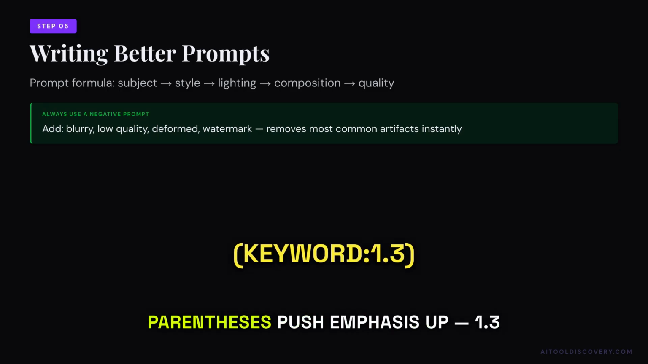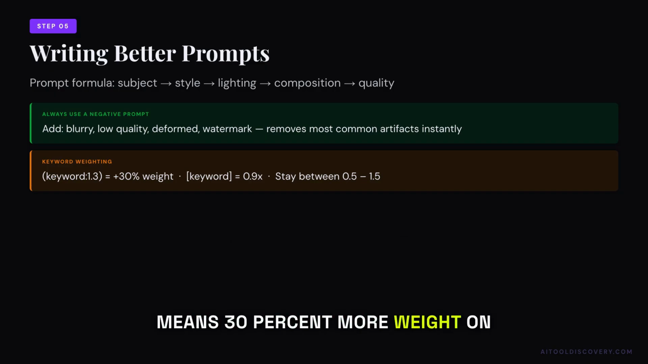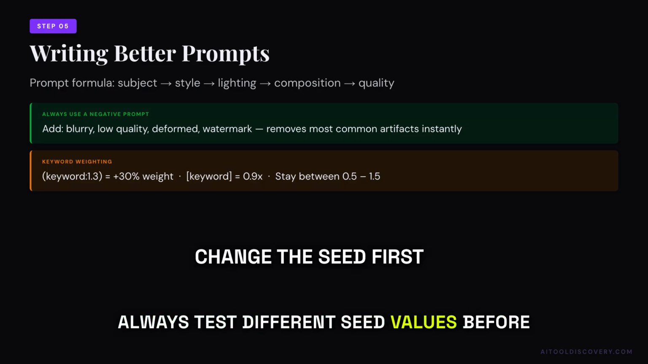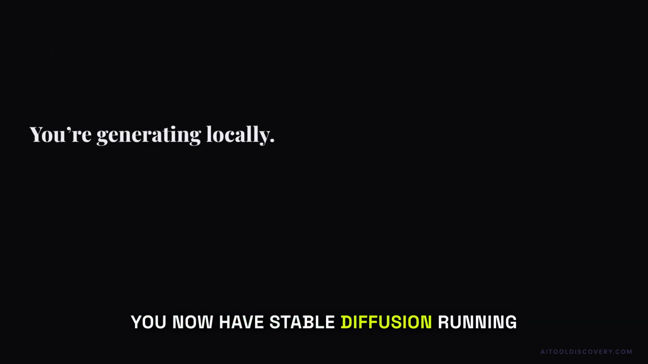You can also weight keywords. Parentheses push emphasis up. 1.3 means 30% more weight on that word. Square brackets drop it to 0.9. Keep weights between 0.5 and 1.5. Above that, you get visual artifacts. Always test different seed values before adjusting weights. The seed changes everything. Find a composition you like first, then fine-tune.